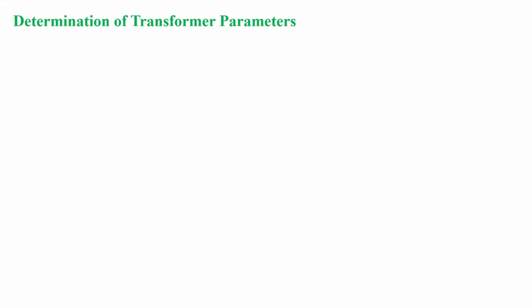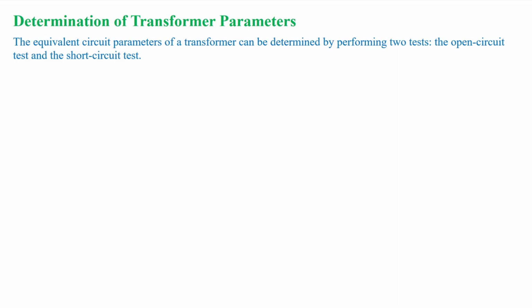for maximum efficiency. Now let us talk about the determination of the transformer parameters. Suppose a transformer is given to you. The question is how to find the parameters in the transformer. The parameters means the equivalent circuit parameters, right? So how to find this? The equivalent circuit parameters of a transformer can be determined by performing two tests. One is the open circuit test and the other one is the short circuit test. Both tests need to be done when we need to find the parameters of the equivalent circuit representation, right?